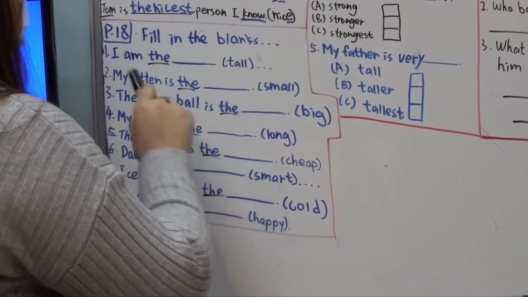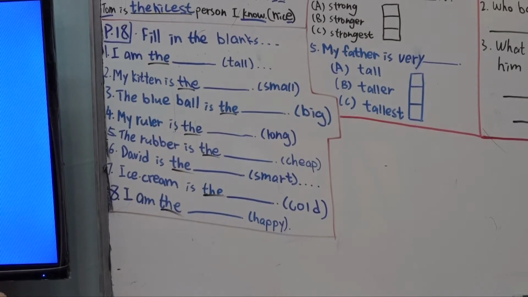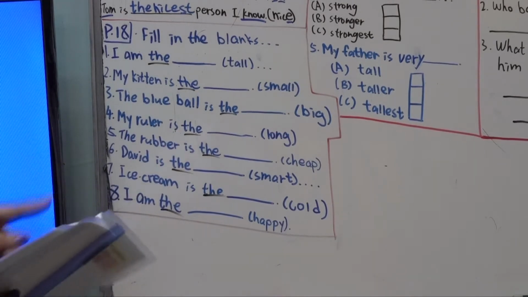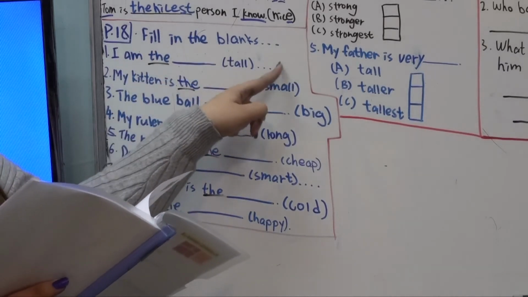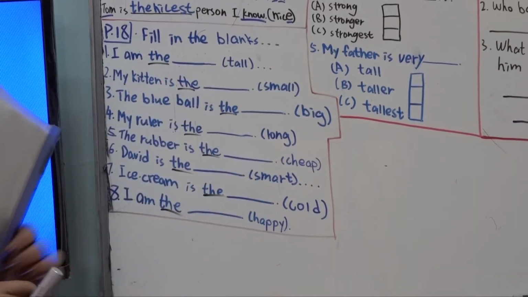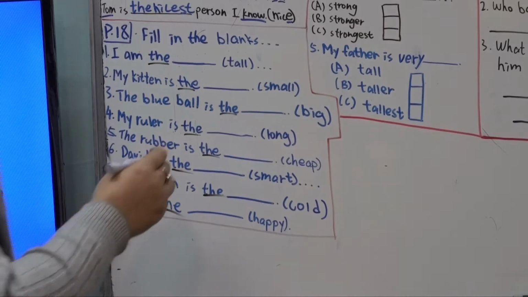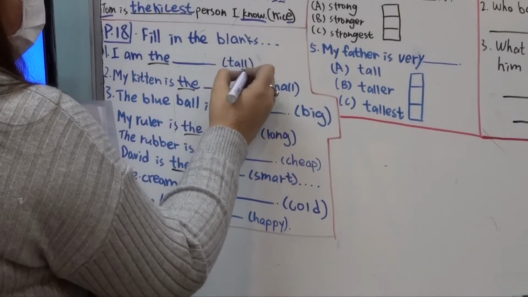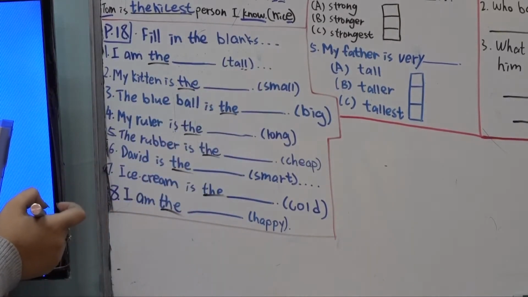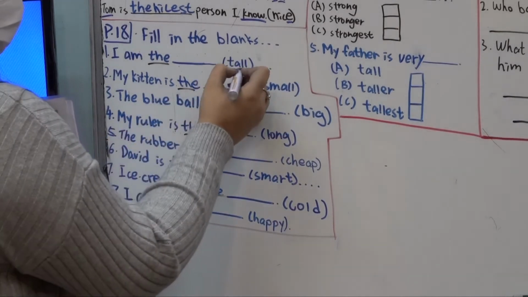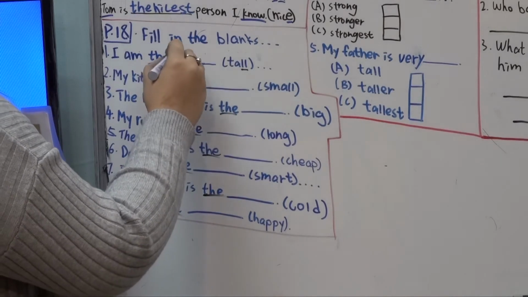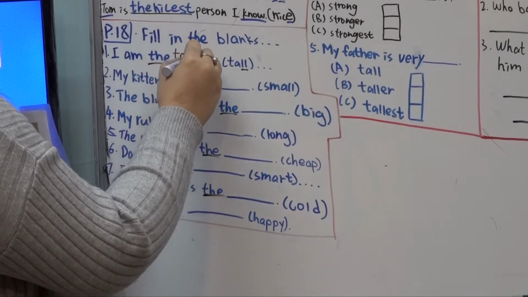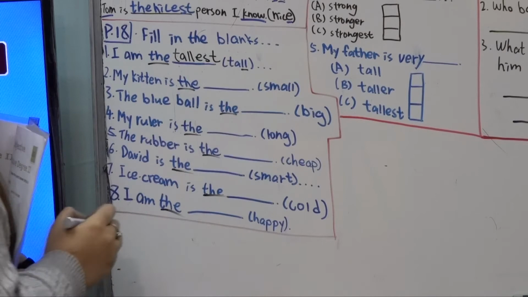All right, I am the, let's read. I am the what in my family? The adjective is tall. I am the tallest. Anything special? No, right? They are consonants, L-L. So we add EST. Right?